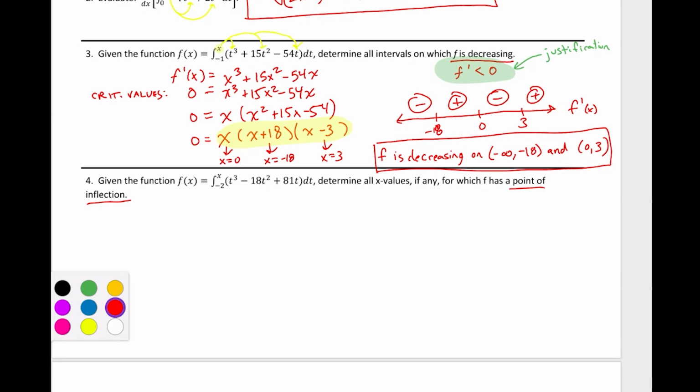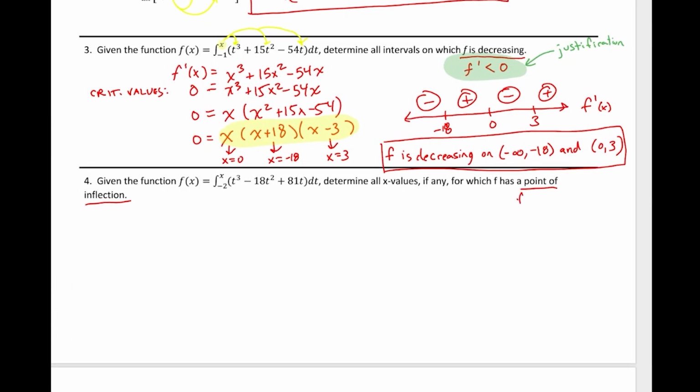A point of inflection is going to be anytime f double prime changes sign. In other words, when the concavity of a function changes from being concave up to concave down or vice versa. A point of inflection happens anytime the concavity changes. In other words, f double prime changes sign. Let's write it like that. F double prime changes sign. Now we don't really care if it's changing from positive to negative or vice versa. Either way, it's going to be a point of inflection.